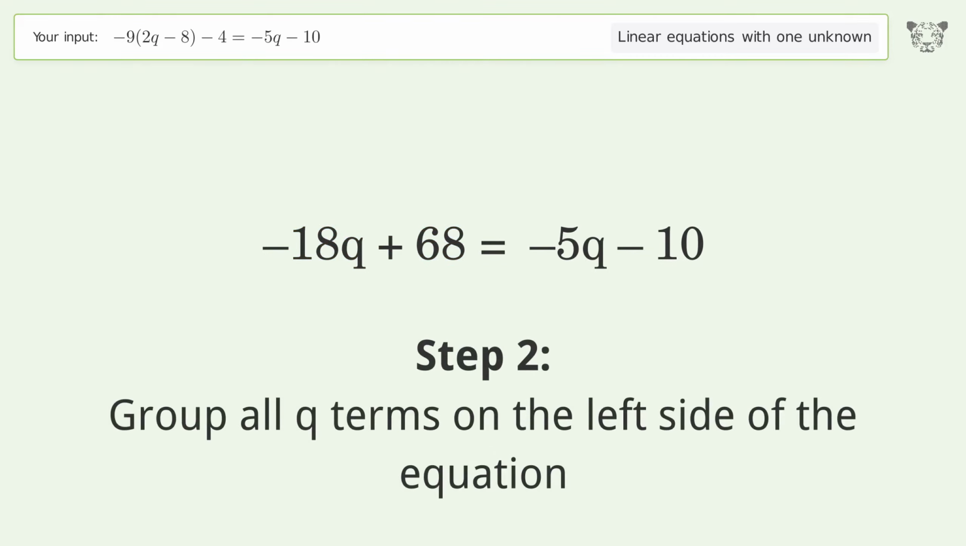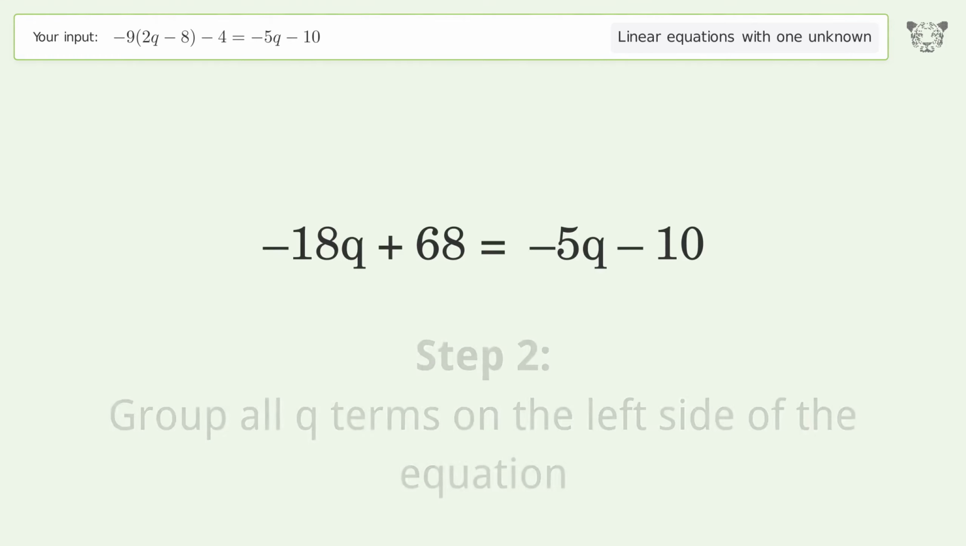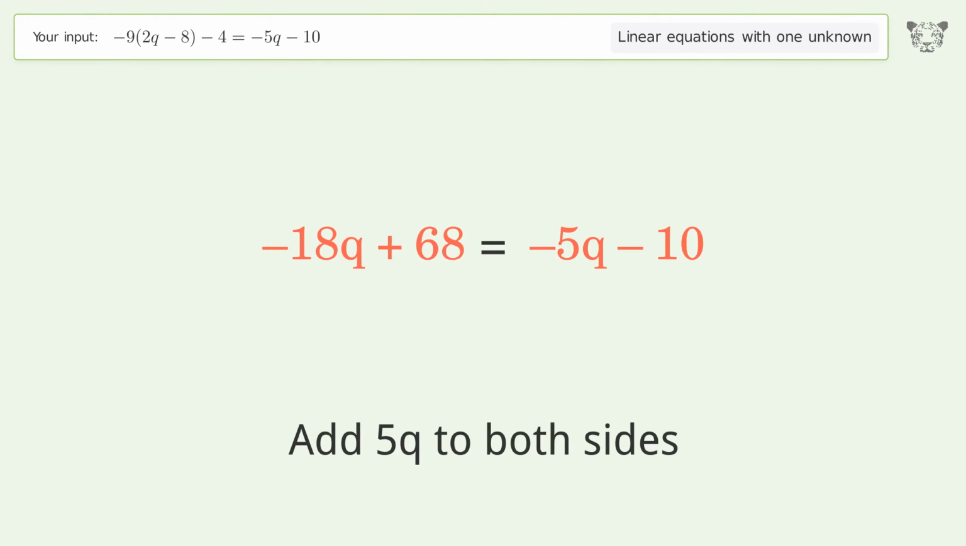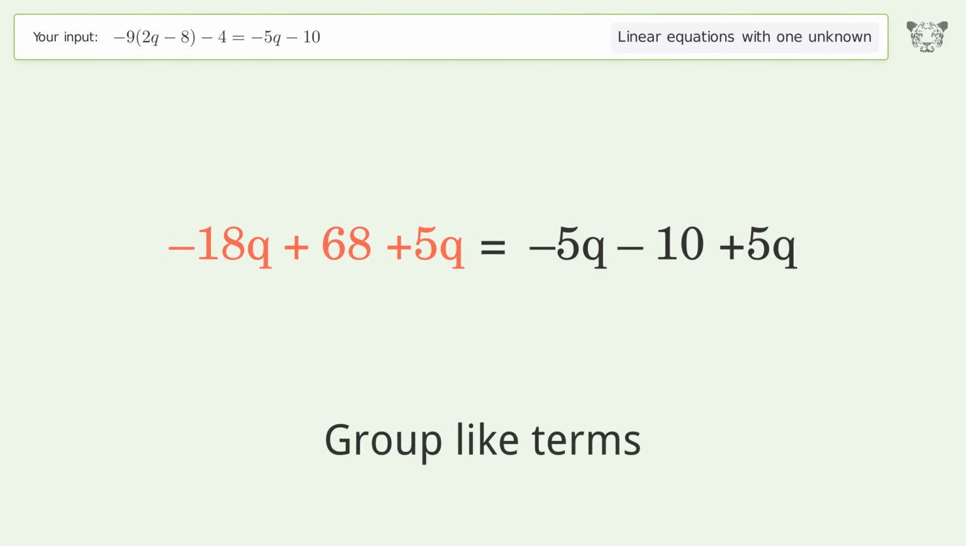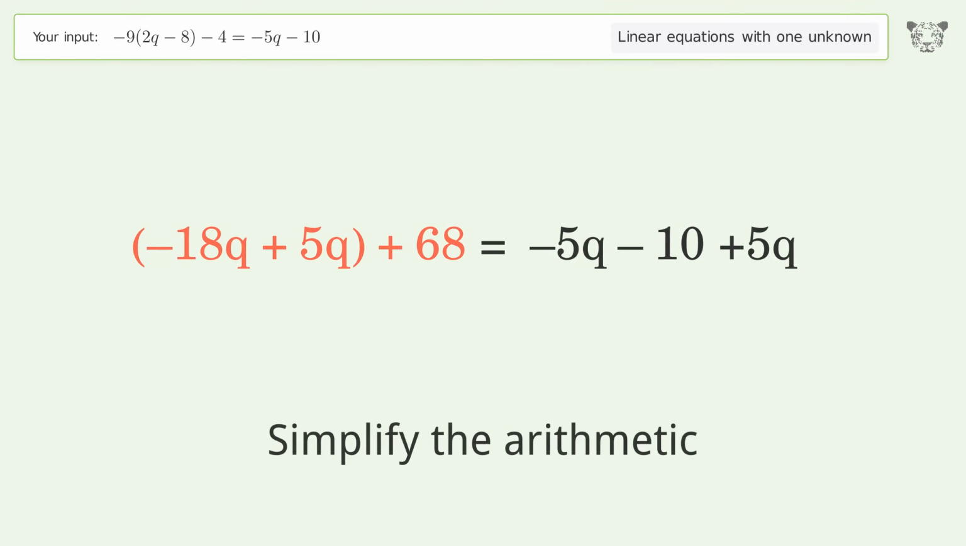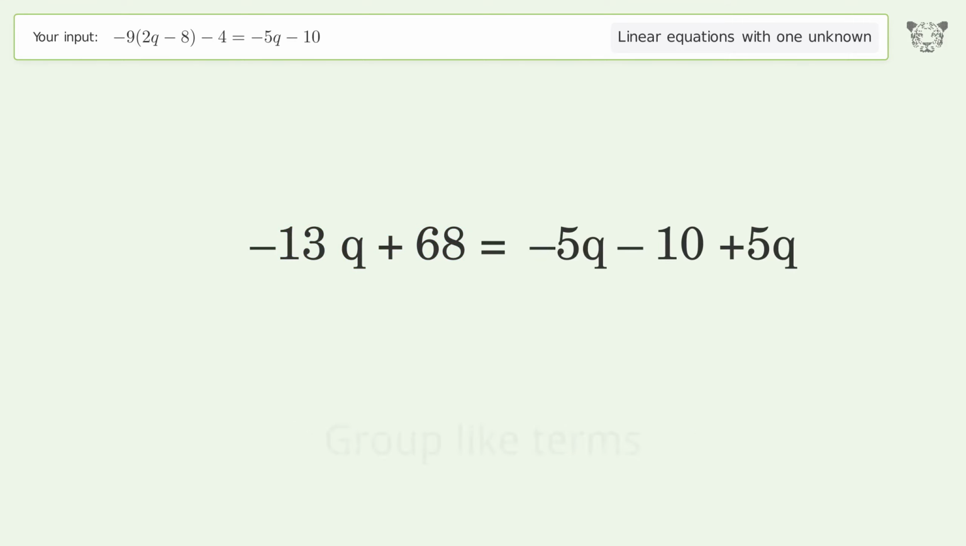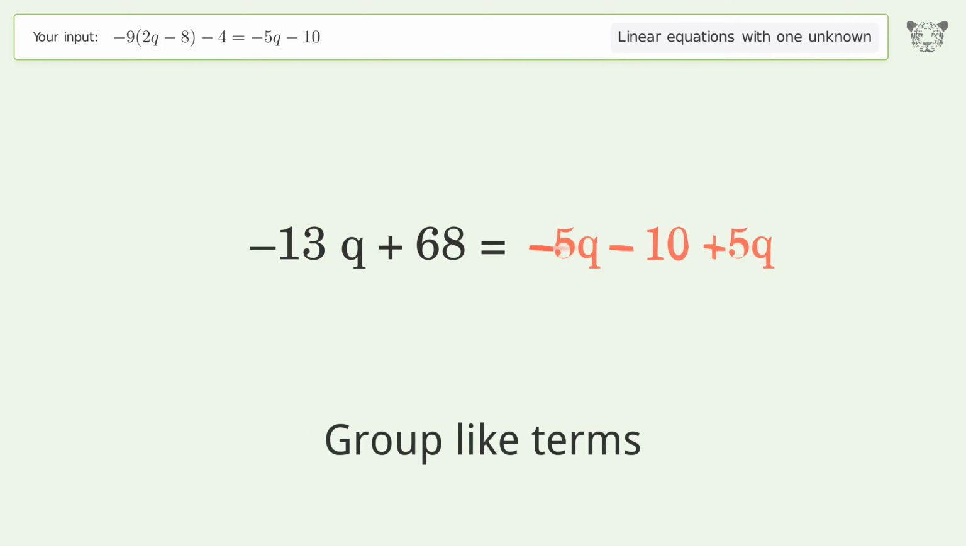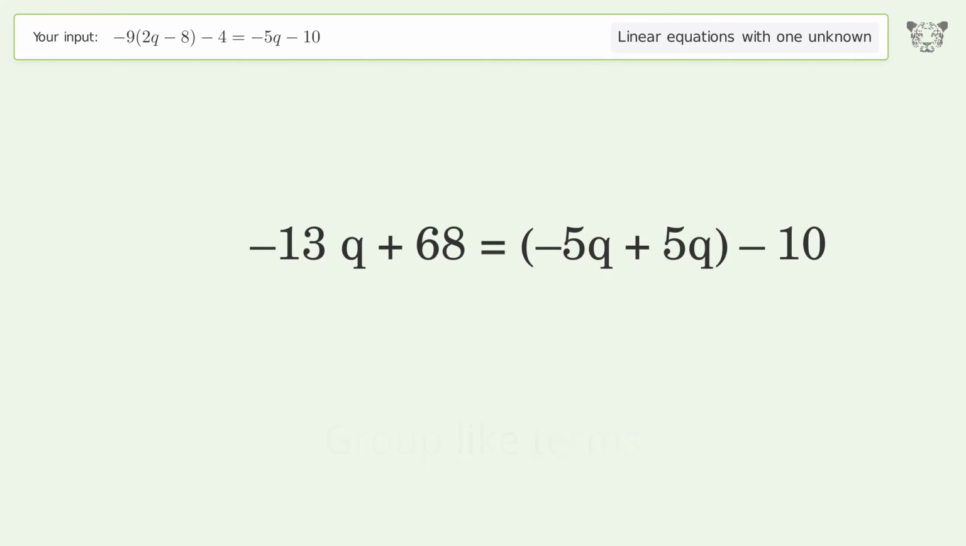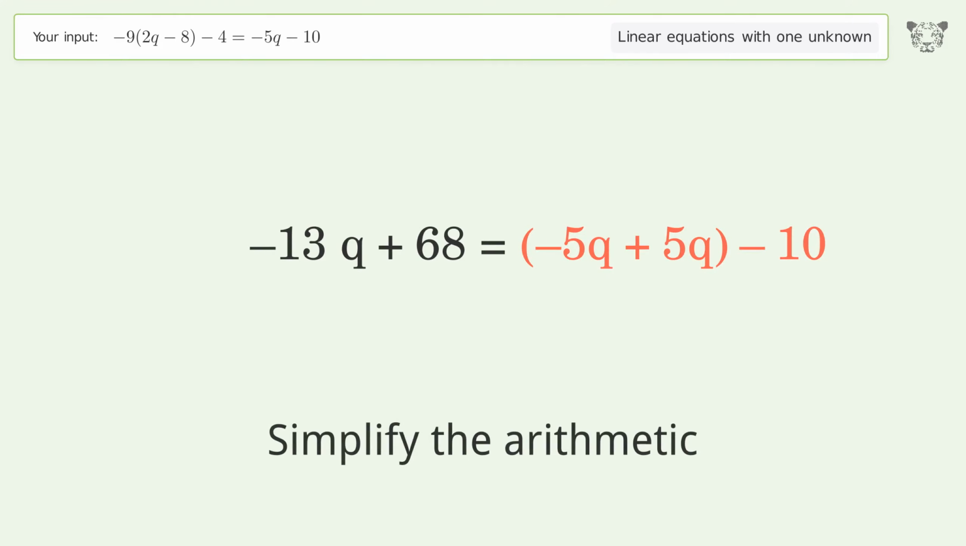Group all q terms on the left side of the equation. Add 5q to both sides. Group like terms. Simplify the arithmetic. Group like terms. Simplify the arithmetic.